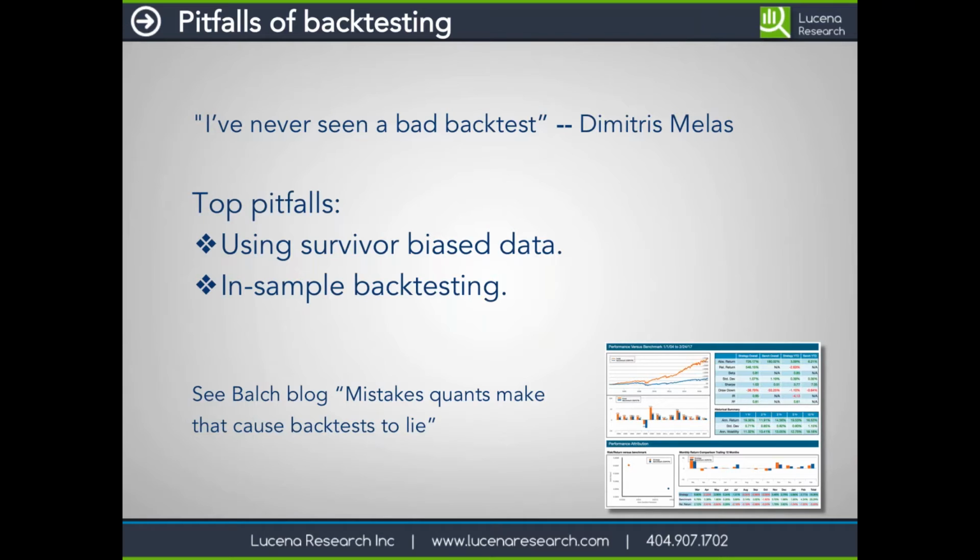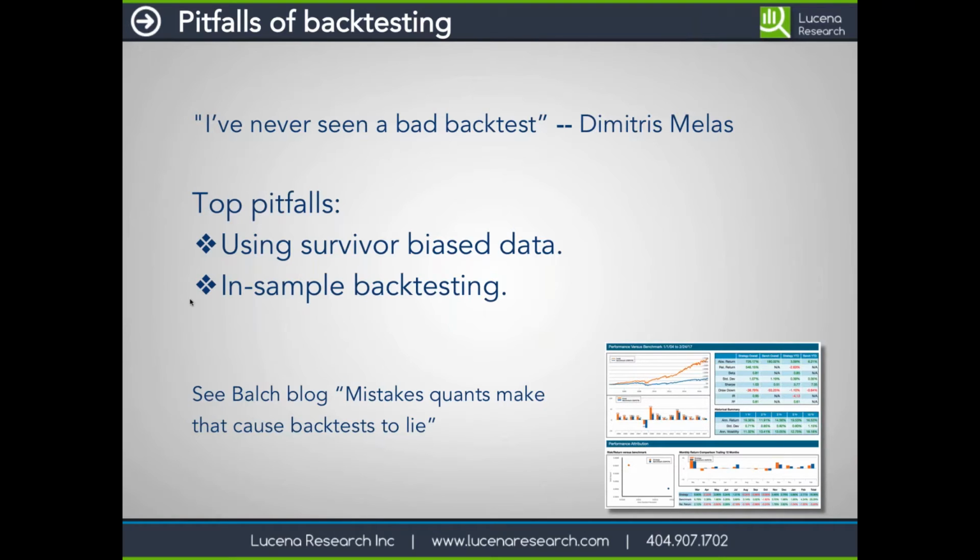First is survivor bias data. If you use survivor bias data, you can have problems. Specifically, your strategy might appear to perform better than it really would have, and we'll talk about that next. Another potential pitfall is in-sample backtesting, and we'll talk about both of those potential problems today. If you want to know more about these things, there's a blog online. If you search for mistakes quants make that cause backtests to lie, I think there's also a video online about that too if you're interested.